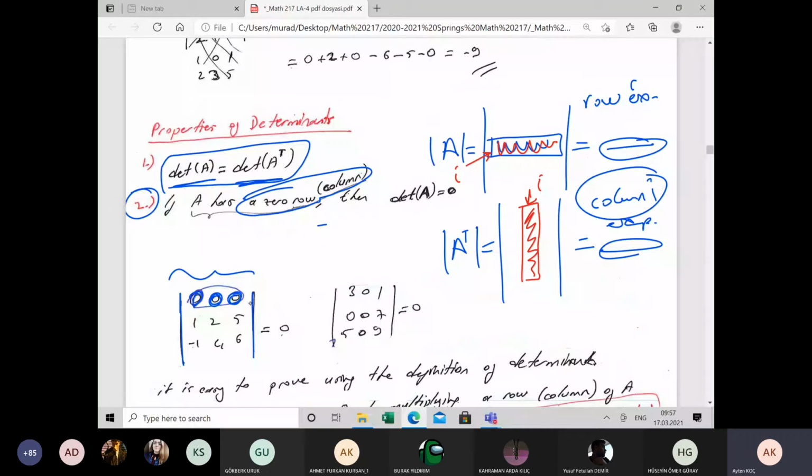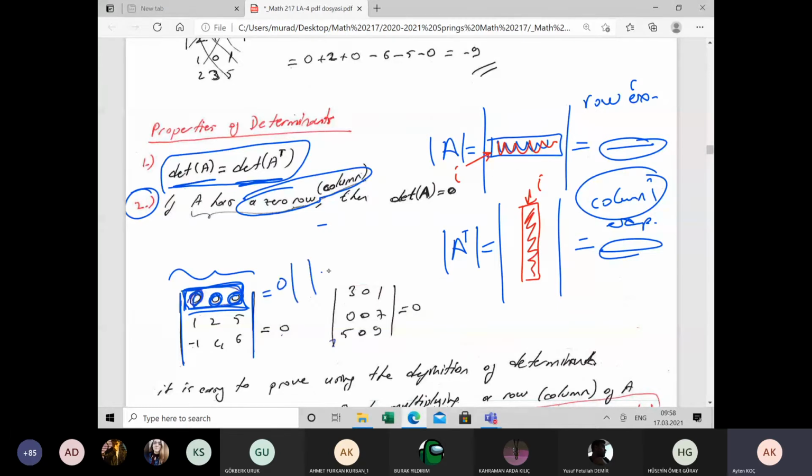Compared to this determinant, of course, we can choose one row or column, but it is better to choose the first row because all entries are zero. Multiplying, this one is 0 times a 2 by 2 determinant, minus 0 times this one, 0, 0, 0, so we obtain 0. It's easy to see that.